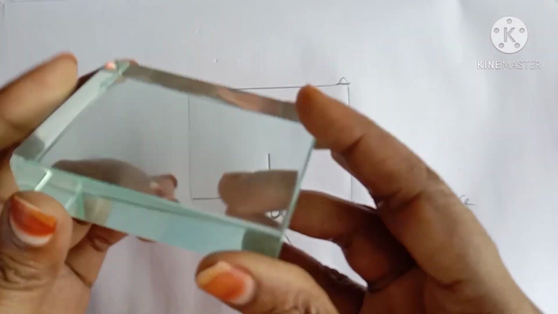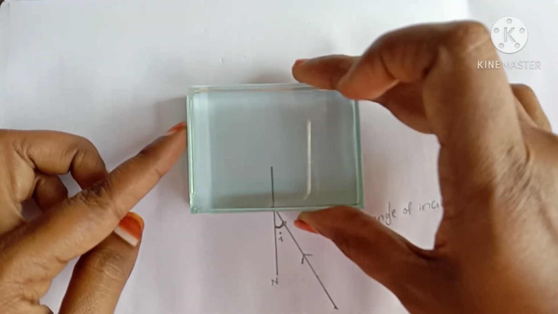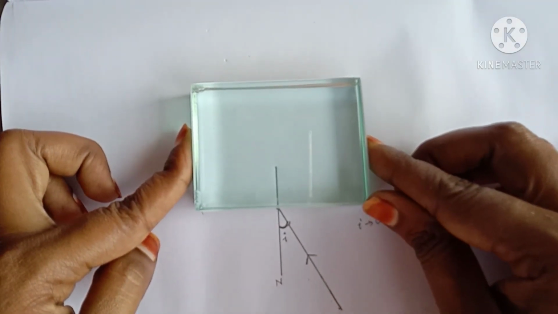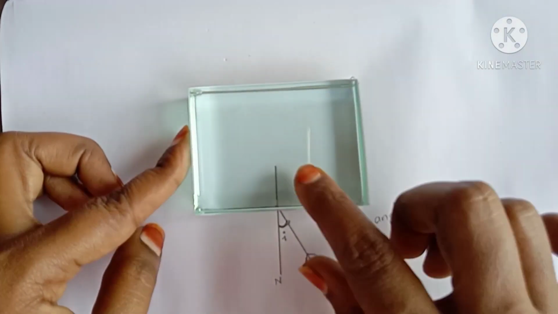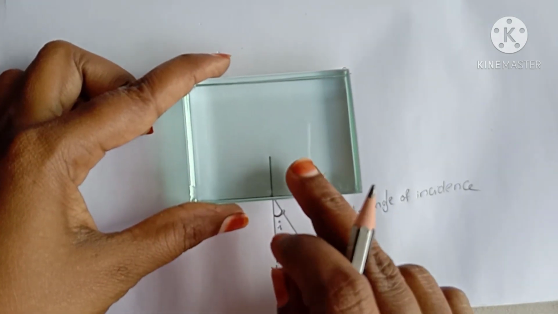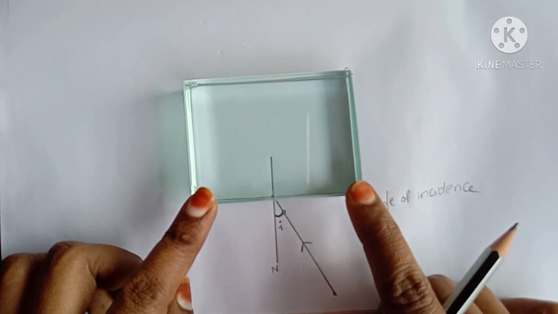Now take the glass slab and place it on the paper, exactly in the shape of the rectangle. See once.